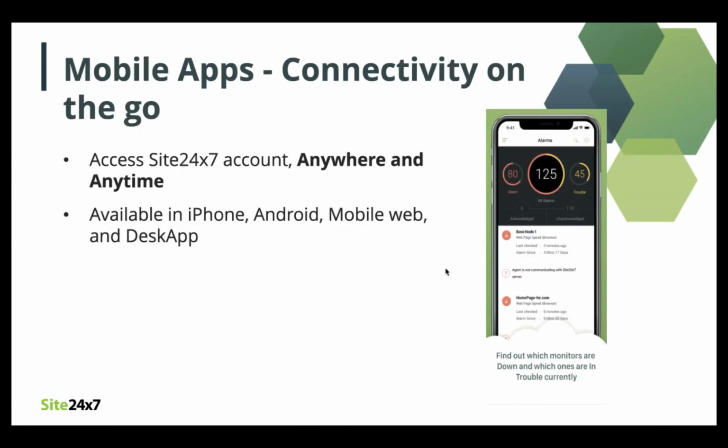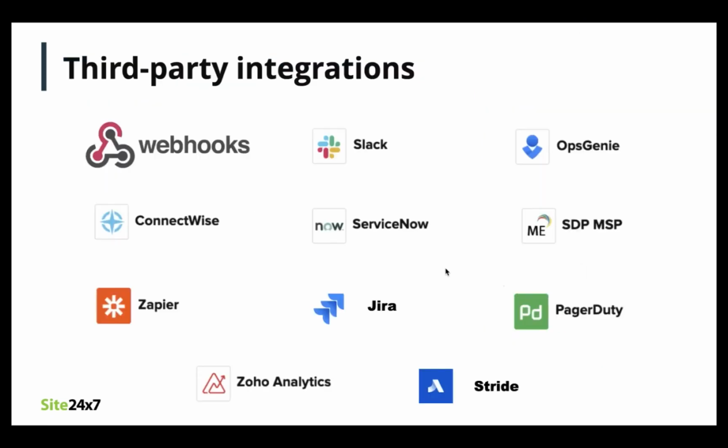Site 24/7 is also available as an app on Android and iOS platforms, where this will help you to receive alerts and notifications on the go. So other than that, we also have a collaboration with a variety of different third-party integrations. So the full list is as shown here. If there are any third-party integrations that are not provided, we also have the webhooks option, using which you can instantly integrate them with Site 24/7.